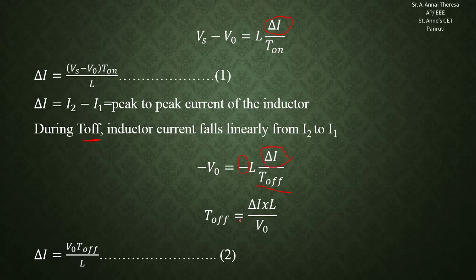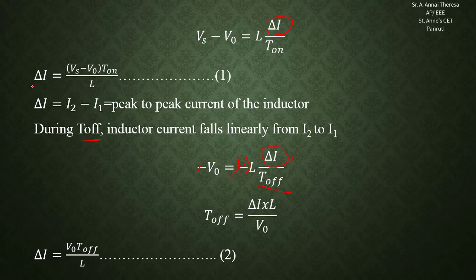Okay, I have put another step, so you can avoid this step directly. Also you can find delta I. So delta I is equal to, if you bring this term here, minus V naught into T off divided by L. Okay, so here minus and minus we can cancel. So delta I is equal to V naught into T off divided by L. This is the second equation.